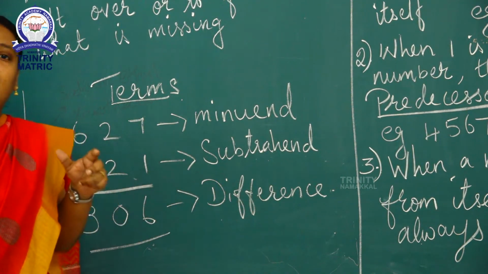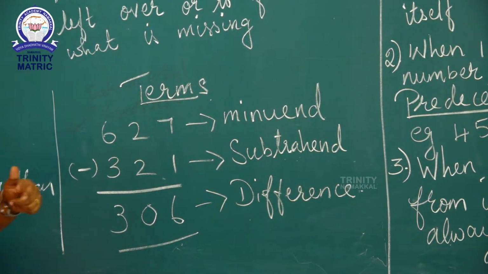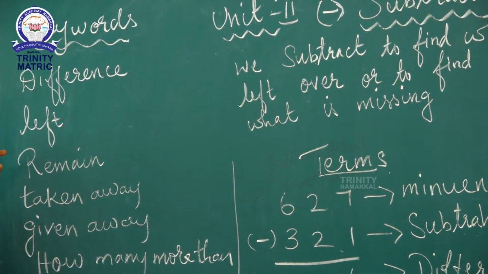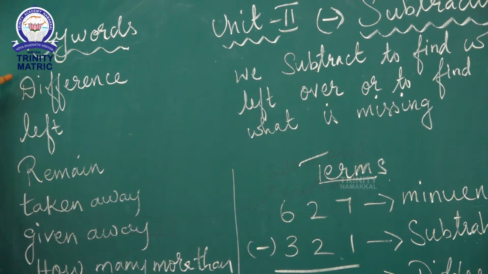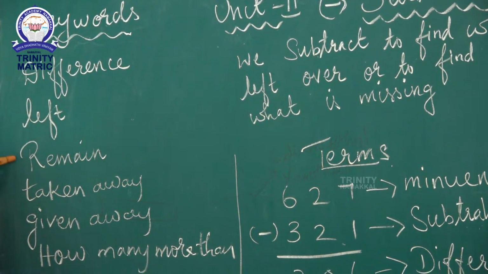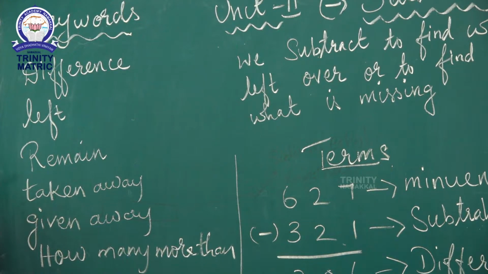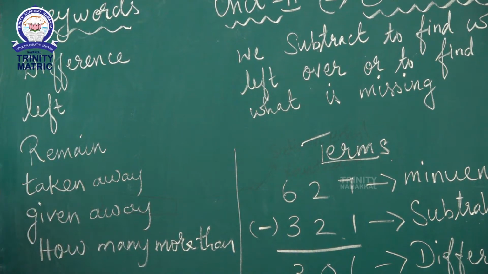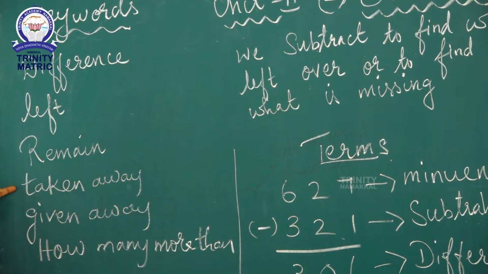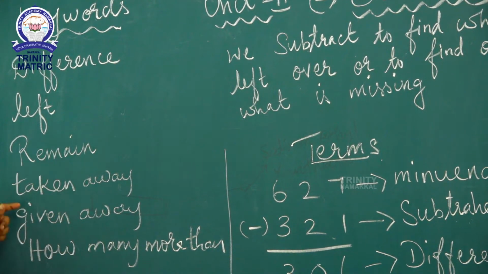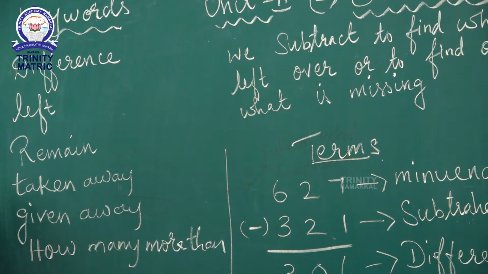So what are the keywords used in subtraction? Listen here. These are the possible keywords used in subtraction. Listen carefully. First one, difference, left, remain, taken away, given away, how many more than. Once again I repeat: difference, left, remain, taken away, given away, how many more than. These are the keywords used in subtraction word problems.